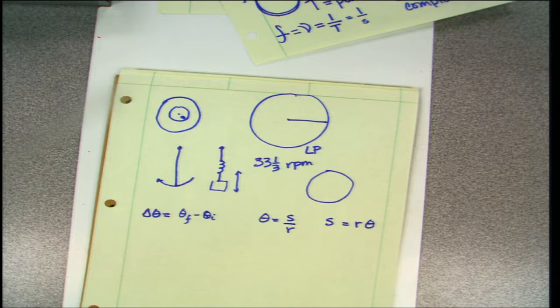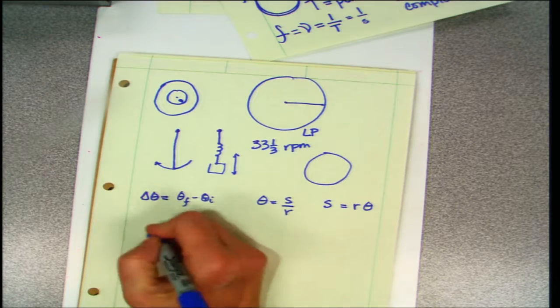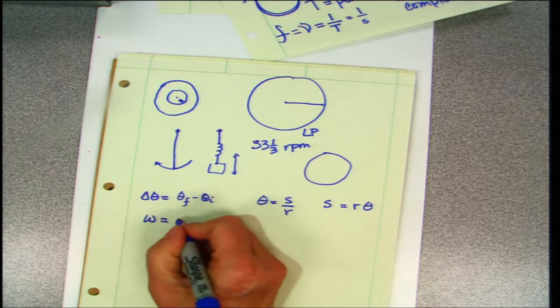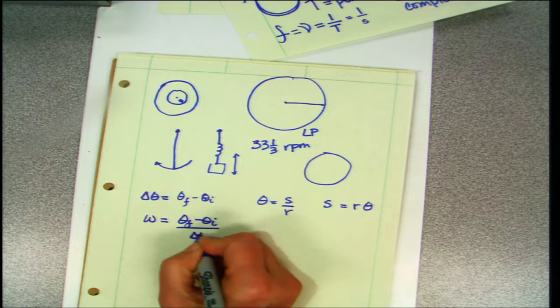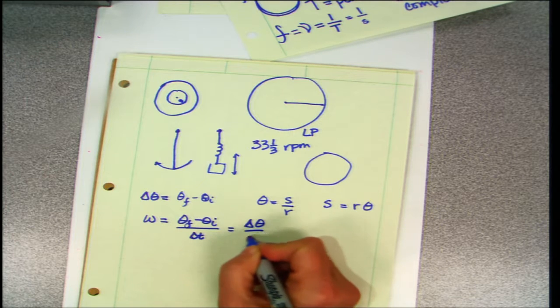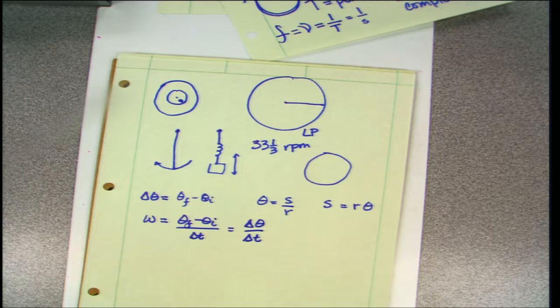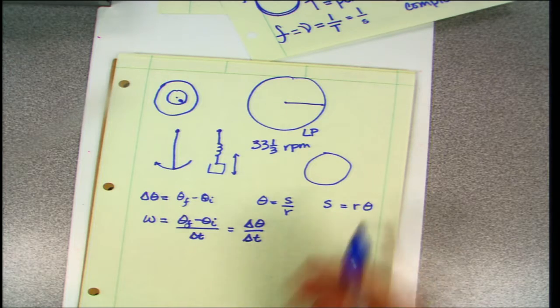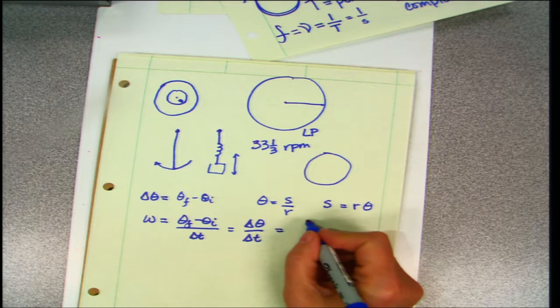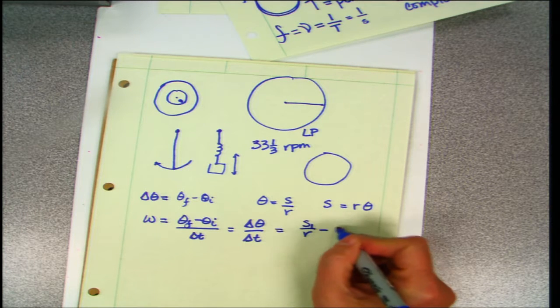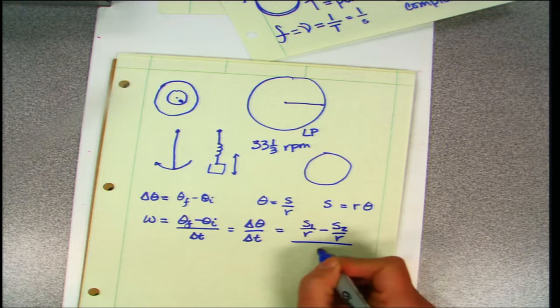If I do a change in angle, I can relate that back to S. So let's do this. My change in angle is going to be S1 divided by R minus S2 divided by R, all divided by delta t. And I'm going to get 1 over R times change in S divided by change in t. And we've seen that before. That's velocity. So I can go between linear velocity and angular velocity. And velocity is going to equal R omega.